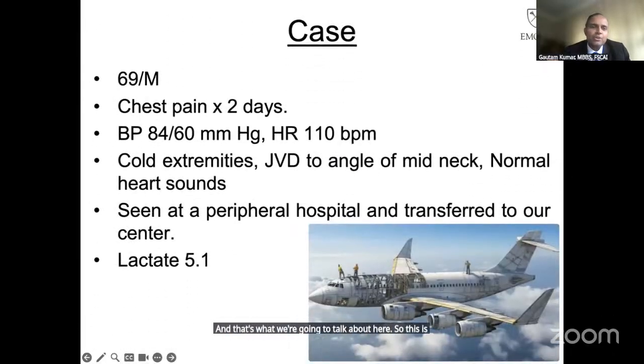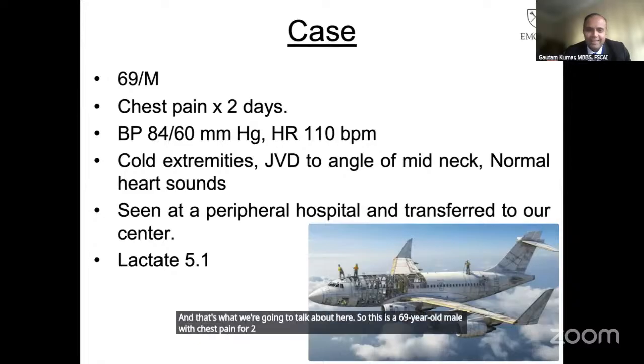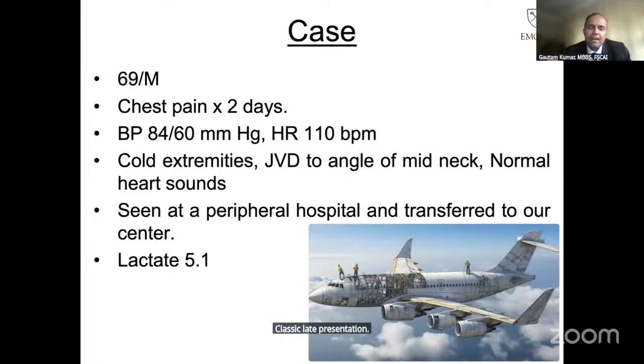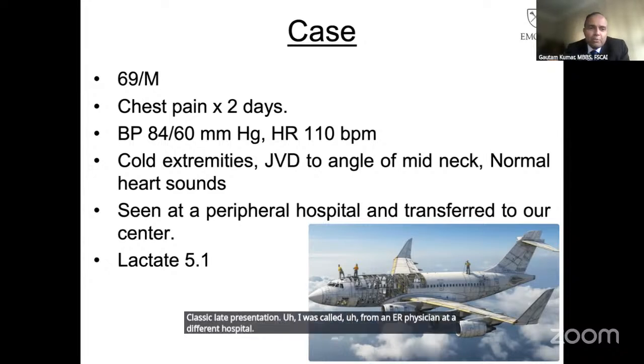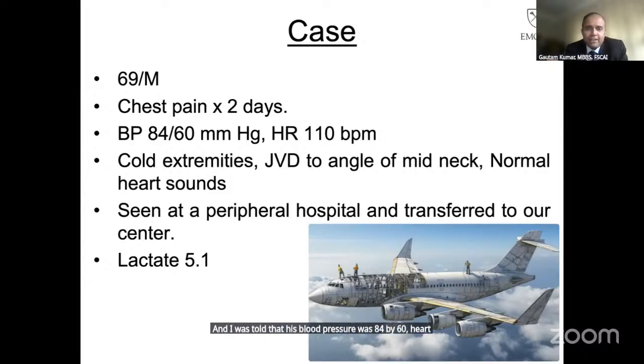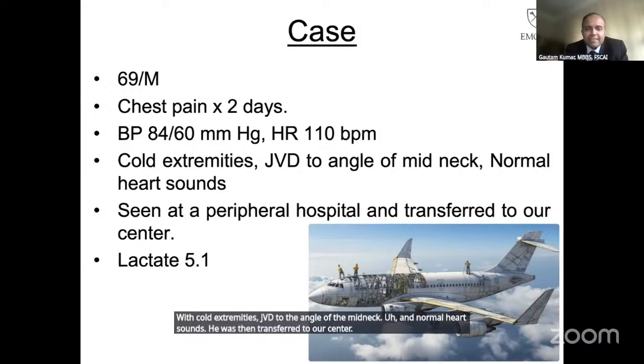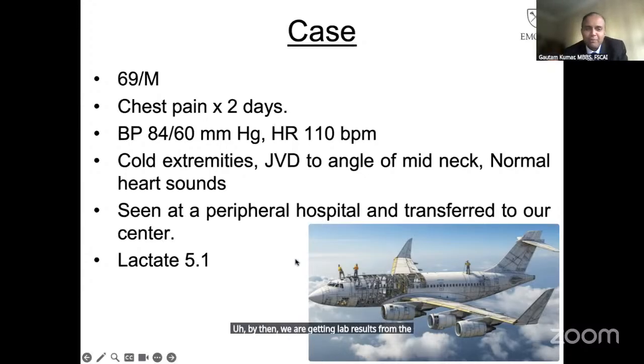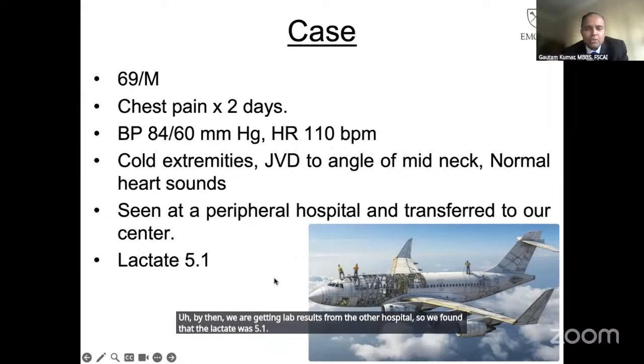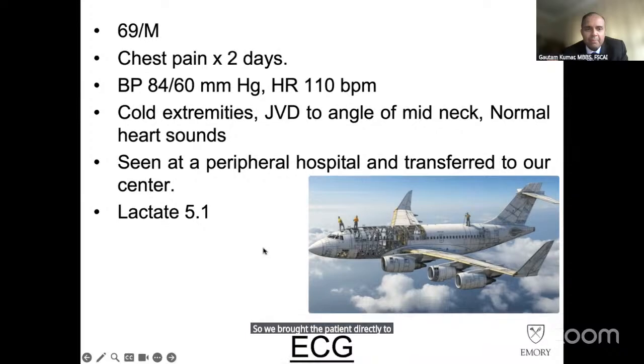So this is a 69-year-old male with chest pain for 2 days, classic late presentation. I was called from an ER physician at a different hospital, and I was told that his blood pressure was 84/60, heart rate of 110, with cold extremities, JVD to the angle of the mid-neck, and normal heart sounds. He was then transferred to our center. As these things sometimes go, it took about 2 hours for this patient to get here. By then, we were getting lab results from the other hospital. We found that the lactate was 5.1. So we brought the patient directly to the cath lab.